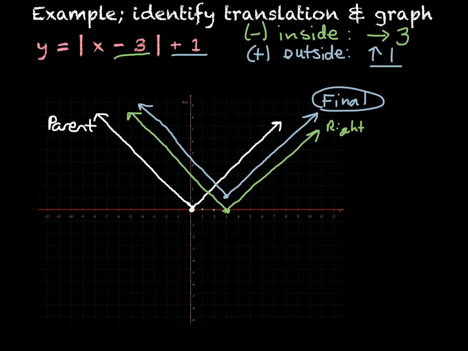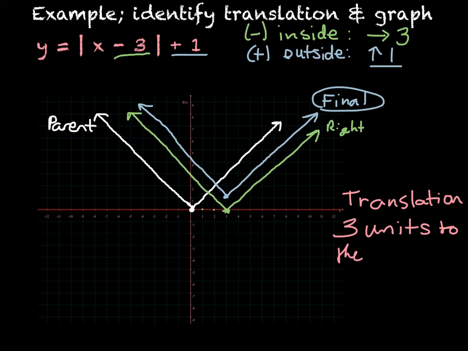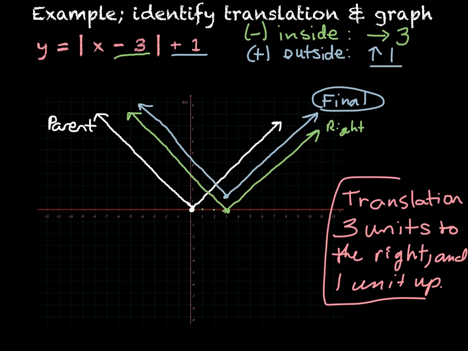So what did I do? I translated three units to the right, and 1 unit up. So that would be your description of what you did. Final answer.